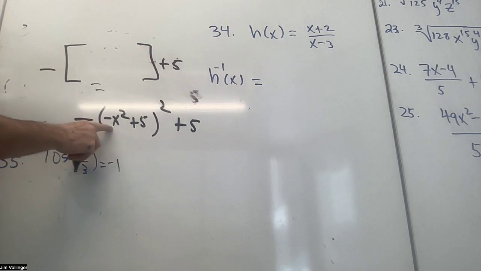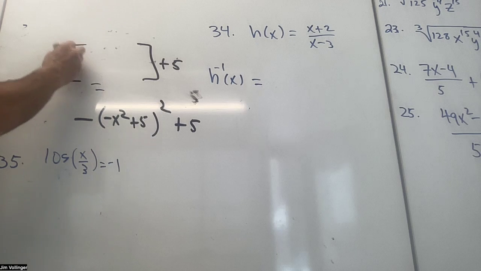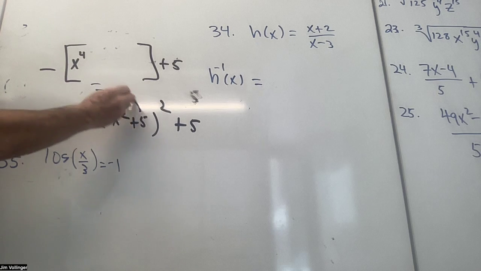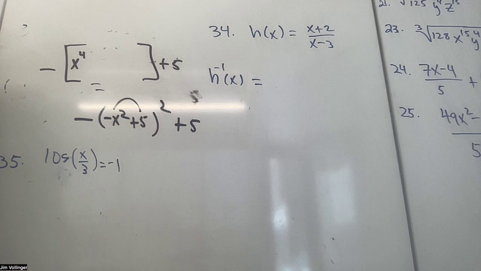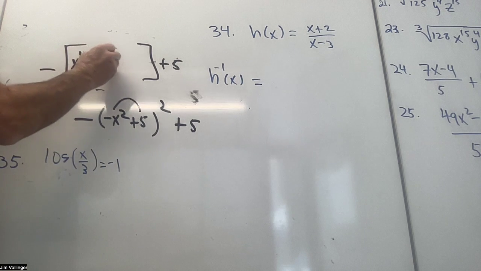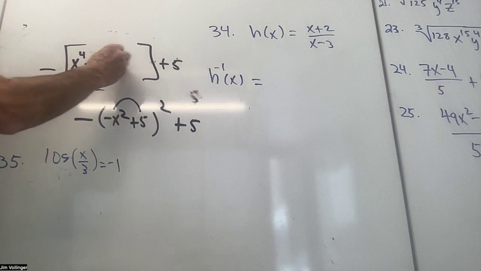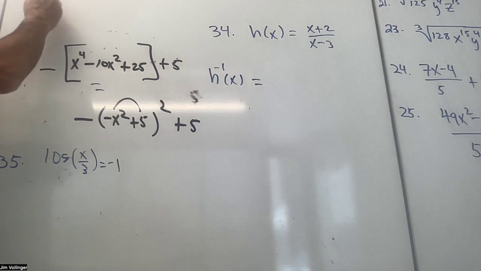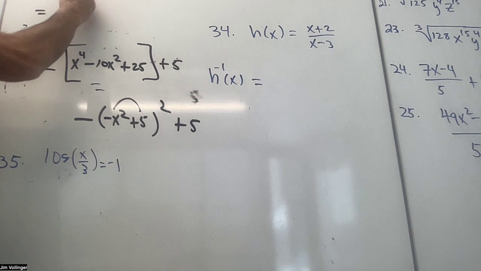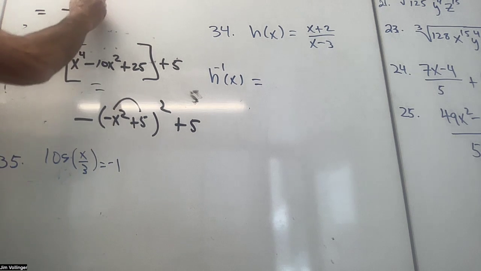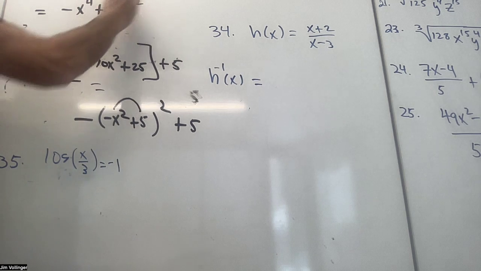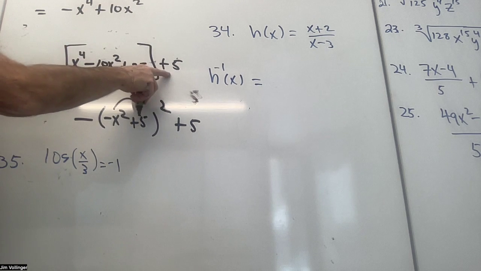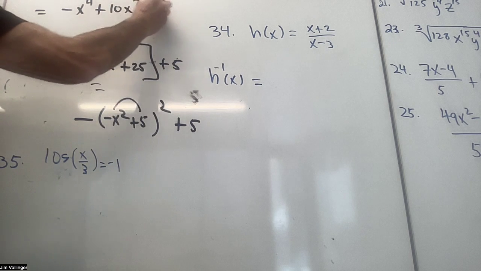So if I square that, I get positive x to the fourth. If I take this product minus 5x squared, I should get minus 10x squared. And if I square that, I should get 25. I'm going to take the opposite of that. So I've got an answer of minus x to the fourth plus 10x squared minus 25 plus 5 minus 20.